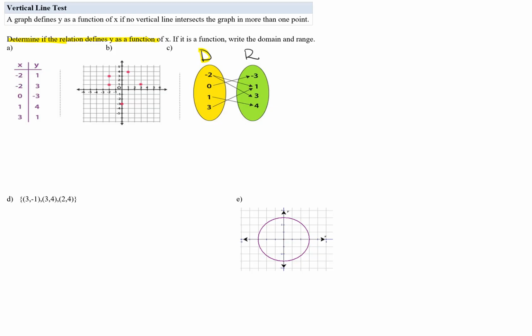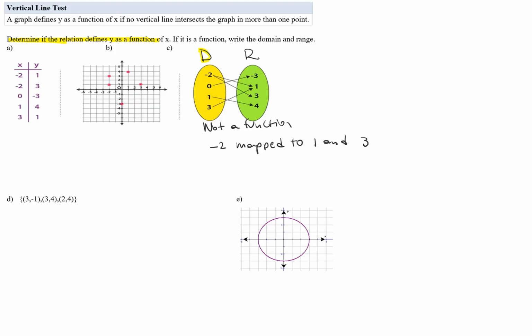Every element in the domain is mapped to exactly one element in the range. For example, here you see how -2 has two arrows leaving it. That keeps it from being a function. So in this case, we will say this relation is not a function because -2 is mapped to 1 and 3. You see how 0 is mapped to -3 only, 1 is mapped to 4 only, and 3 is mapped to 1 only.